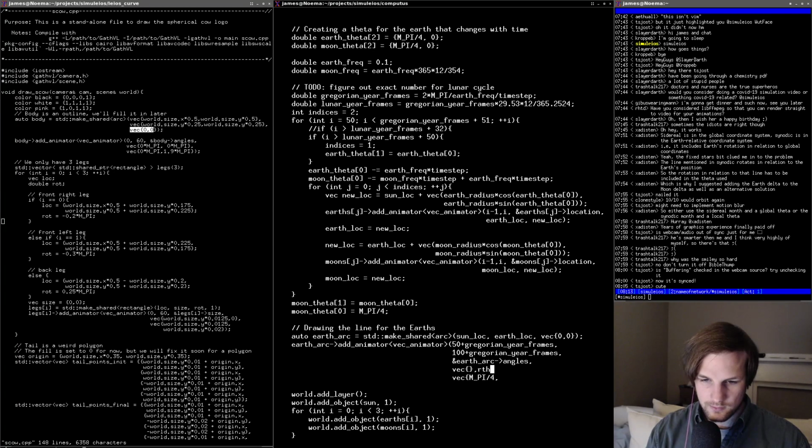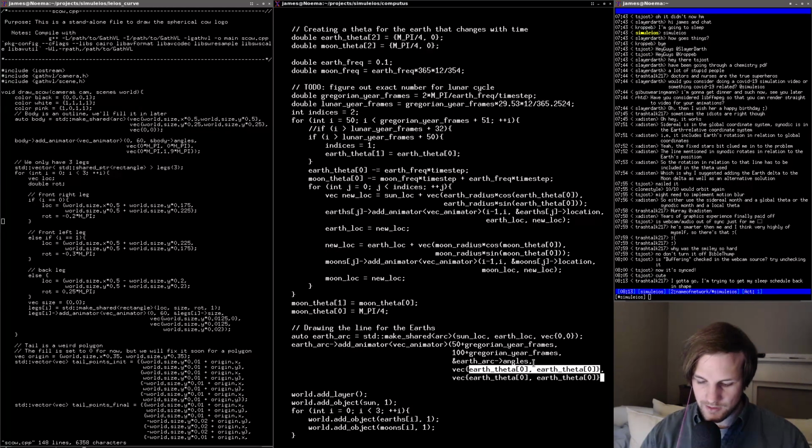And then let's just do this. Earth theta of 0. And then down here we'll do Earth theta of 0 and Earth theta of 1. Why am I so bad at this? Let's go. Bam. And this should be that there. That should, in principle, be our arc.